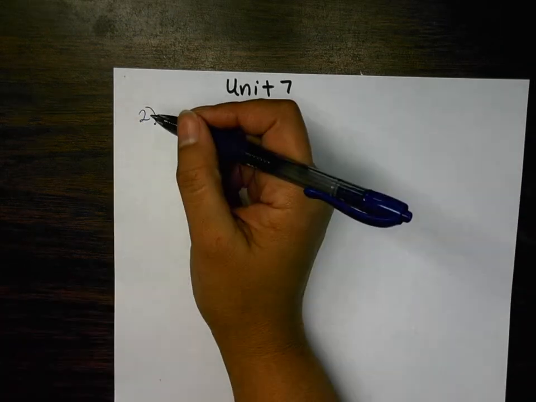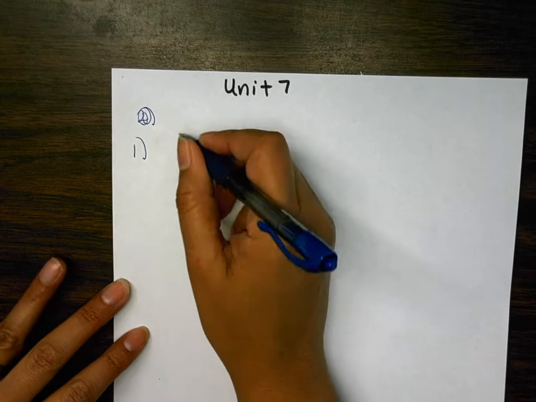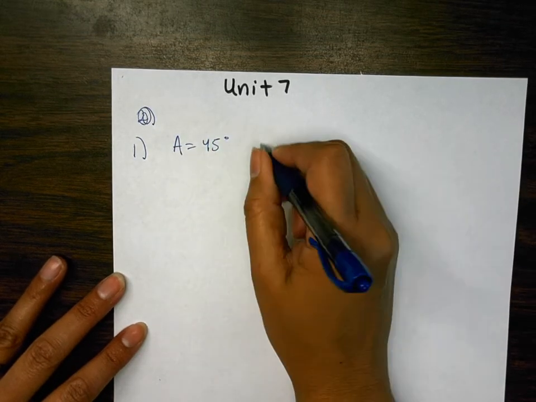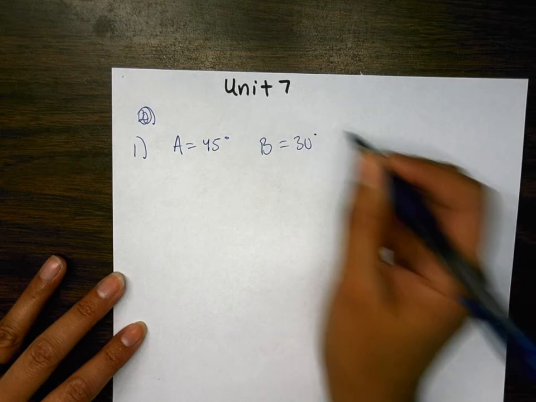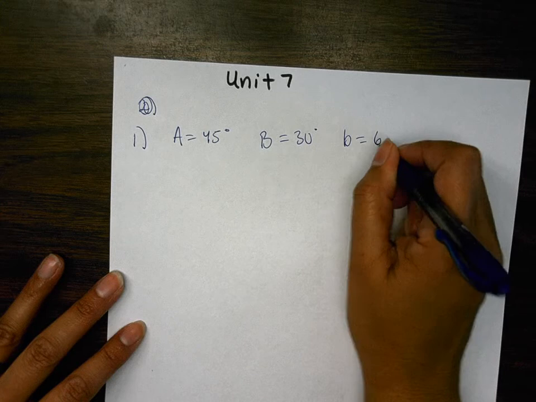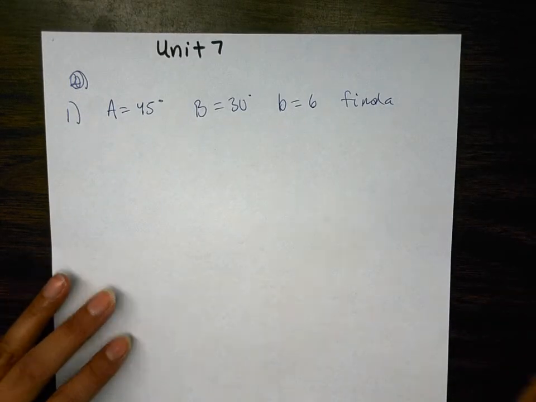Okay. Did everybody get number 1? Okay. No, not even 1? Okay, we'll start with 1. All right. A equals 45 degrees. B equals 30 degrees. Little b equals 6. Find A. Is that what is given and what they're asking?